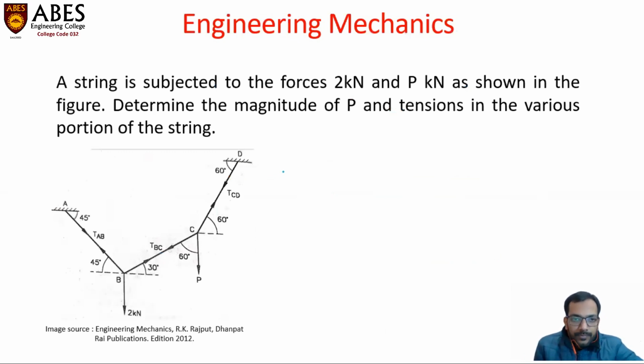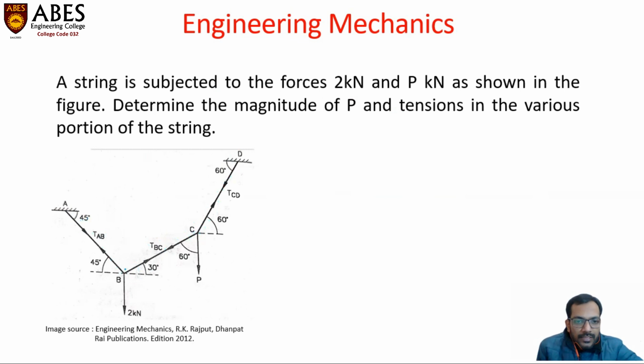So students, this is the problem. A string is subjected to the force is 2 kilonewton and P kilonewton as shown in the figure. As you can see here, this is the string system AB, BC and CD. This is an inextensible string, okay? The length of this string cannot be extended. The length is fixed, okay? And these type of strings can be used for tensile forces only. These strings cannot be used for compressive forces and are only applicable in case of tensile loading.